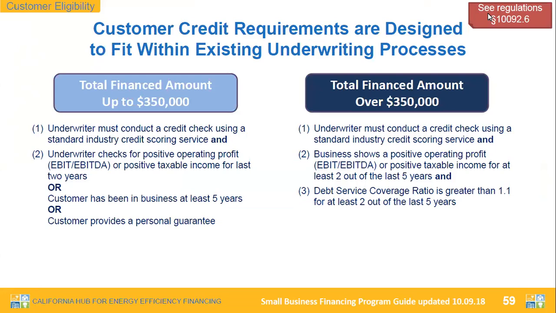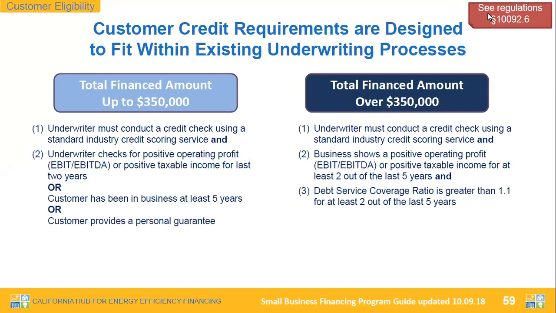So for companies borrowing less than $350,000, and remember that $350,000 is the amount that any project that has measures on our pre-approved list disqualifies. On the underwriting side, we want to see a credit check using a standard industry credit scoring service, or I believe utility bill pay history is an option, since that's something the commission would like to test. We're not even saying what the credit score needs to be. We're just saying you have to do it, and please tell us what it was.